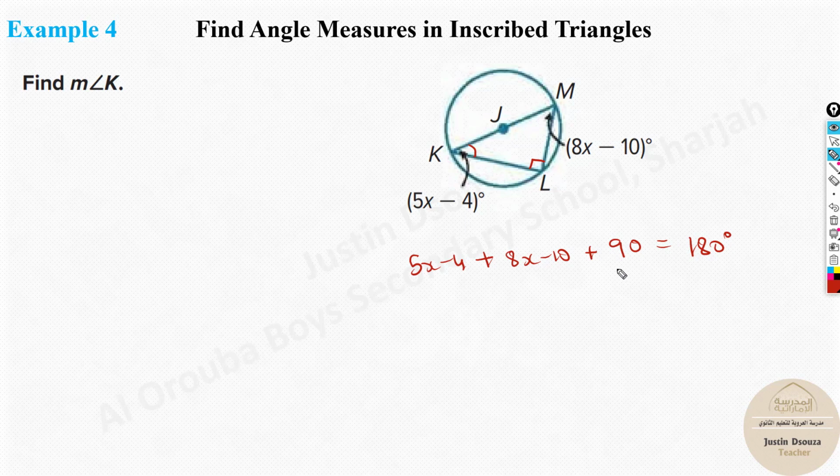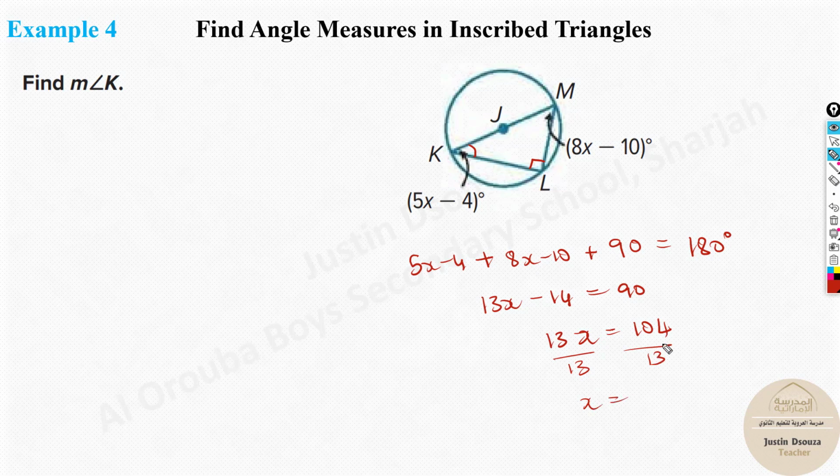Now you can put this directly in the calculator and solve, or we can also solve it over here. 8 plus 5 is 13x minus 14 equals, when you take this 90 to the other side, it becomes minus 90. 180 minus 90 is 90 itself. Now take this 14 to the other side, minus 14 becomes plus 14. So 13x is equal to 104. Now we have to just divide 13 on both sides.